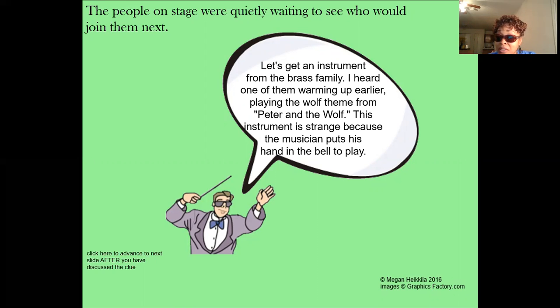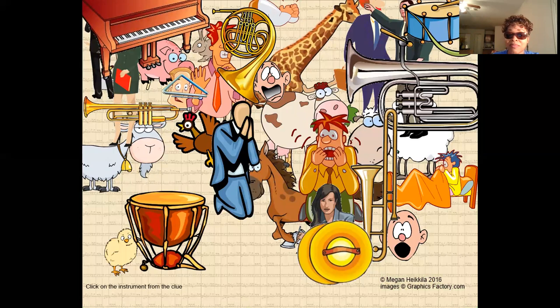We have, however, talked about the instrument that plays the wolf in Peter and the Wolf, and we have also talked about the instrument that can unwind to 12 feet long. If you had said the French horn, you are definitely correct. Let's find the French horn. Do you see an instrument that has a circle-like shape with a bell on the end? I see it. Here it is. Let's click it.